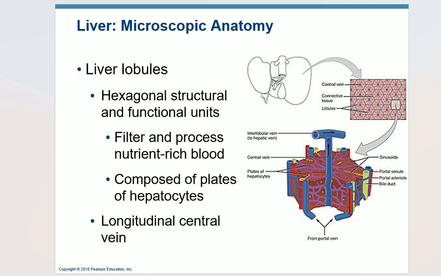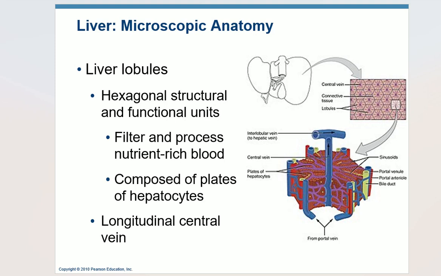So we've got these tightly packed little hexagon units, kind of like a beehive. What they do is they actually filter and process nutrient-rich blood. They take out the nutrients, they filter out the wastes, and then that would continue through the bloodstream to be filtered out by the kidneys.